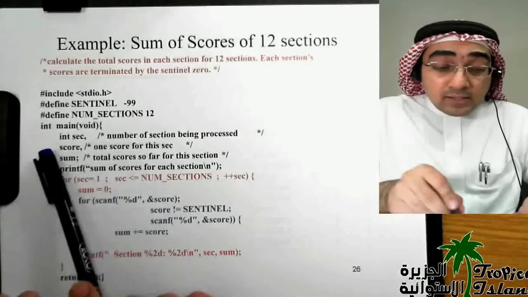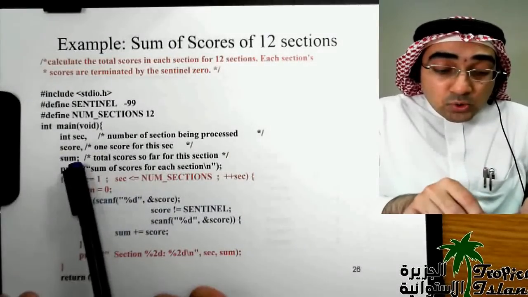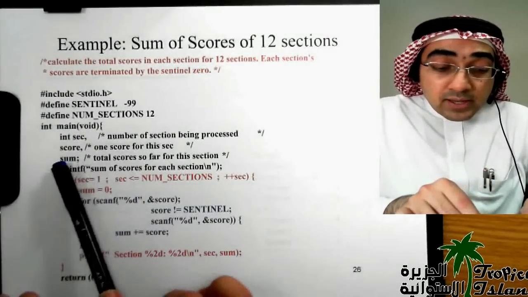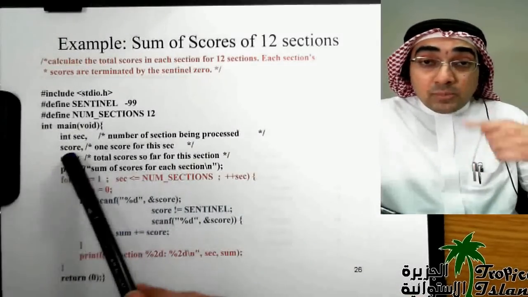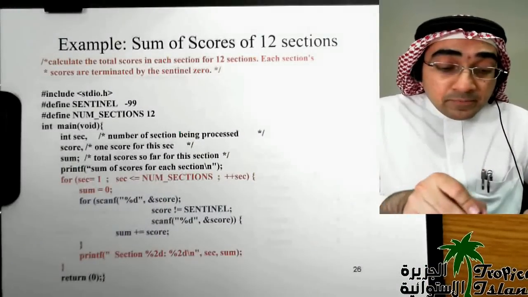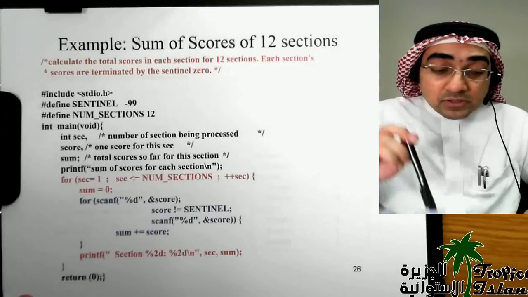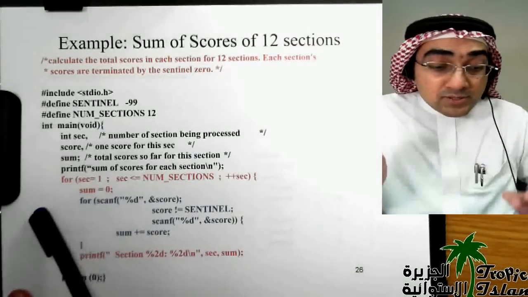Okay, and in my program I declare int sections, scores and sum. So I have section, score and sum. The section I'm going to be using to count how many sections I have finished. The score I'm going to be taking from the user to put into the sum, and the sum is the value where I am actually going to store all the grades. So I'm going to sum them up.